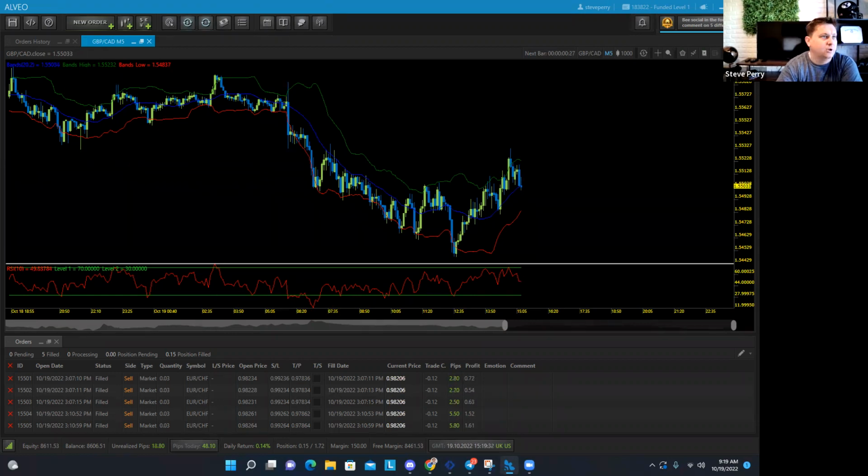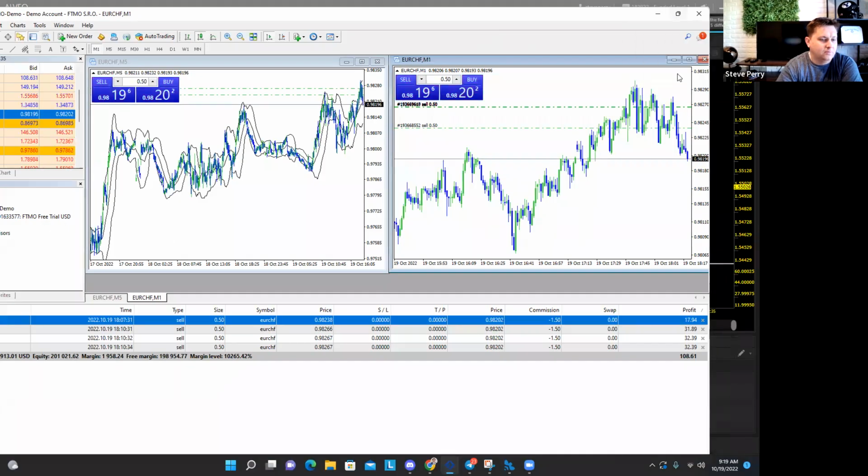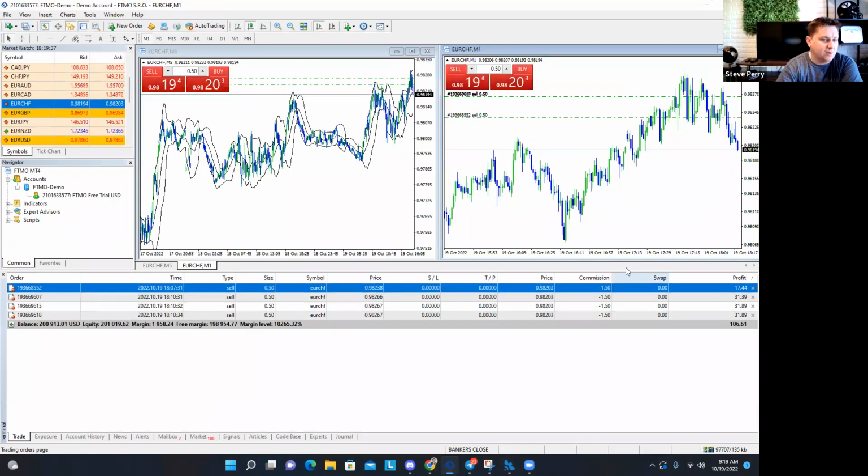So far so good, Rodney. Here's my FTMO account. I've already closed out a couple of these trades. I've just got four trades left on the FTMO, on this short for the euro franc. I'm up just over $1,000 right now in the account. So I'm a little bit behind in terms of my profits, but we're getting there.